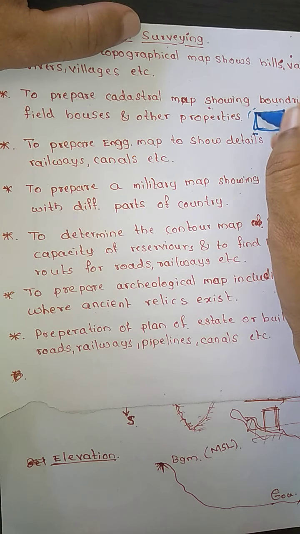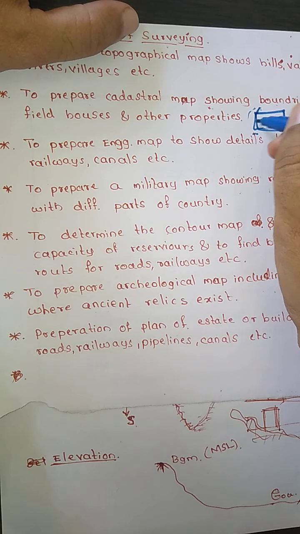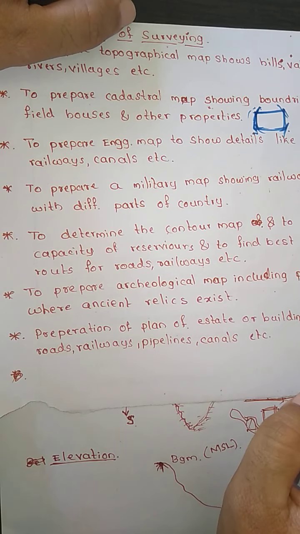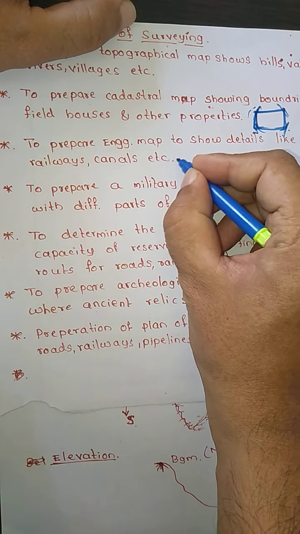If we want to fix any building or any site property, or the fence of that particular property, we are going to use surveying. If we want to fix the boundary lines, we are going to use surveying. To prepare the map showing roads, railways and canals, we will also be using surveying.